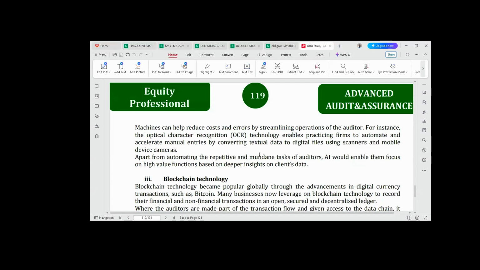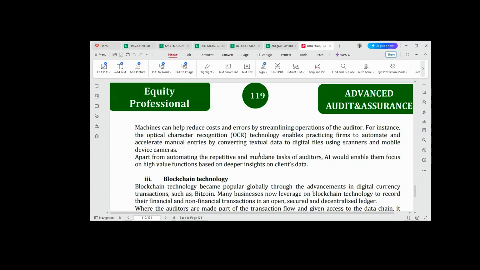So that makes the work easier for the auditor. Rather than spending much time these days, their work has been streamlined, so they can finish whatever they are doing very fast.